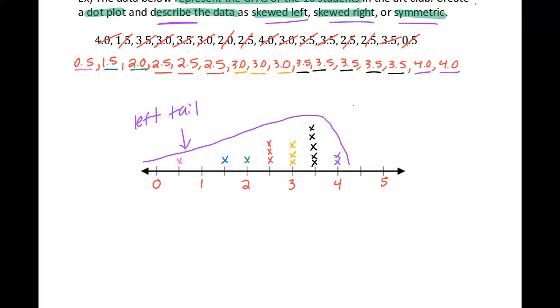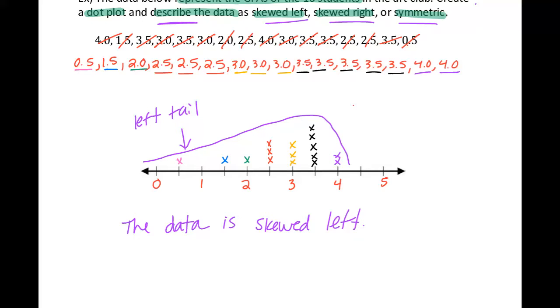I'm looking at the direction of the tail, not where the hump is at. I'm looking at the tail, okay? So my tail is on the left side. My data is getting pulled to the left, so it's skewed left, okay? So the data is skewed left.